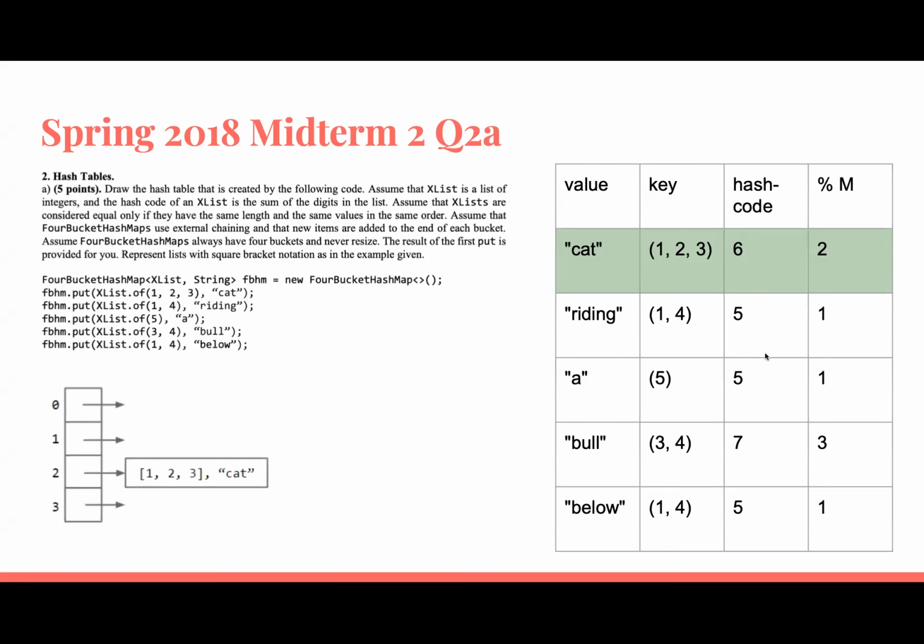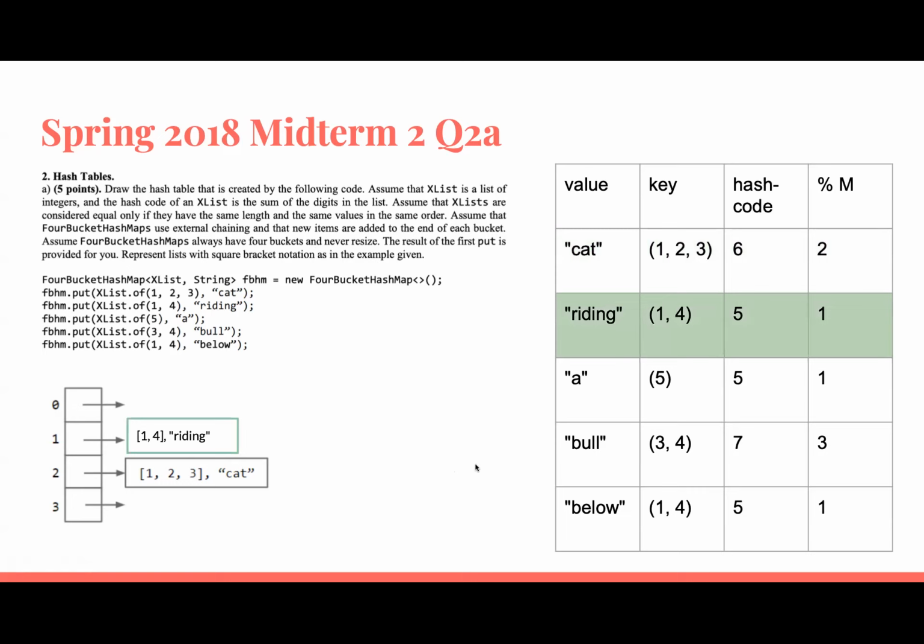So as we said, the first value that was inserted was cat with the key 1, 2, 3. And in this question, it said the hash code is the sum of the values in the X list. So 1 + 2 + 3 is 6. And then we mod by the number of buckets that we have. So 6 mod 4 is 2. And that's why the first element was inserted in bucket 2.